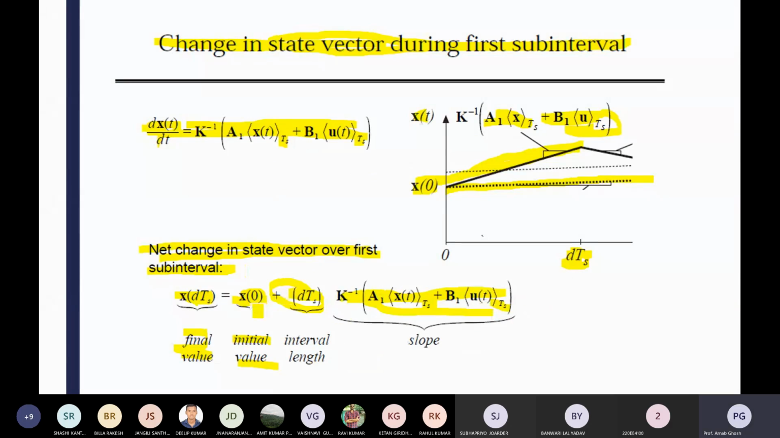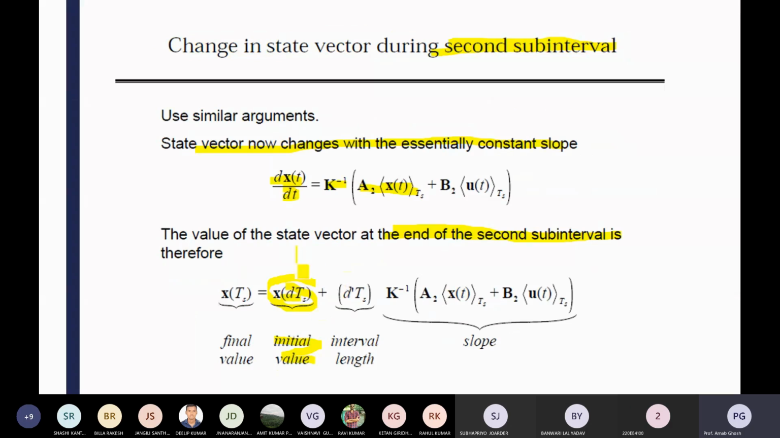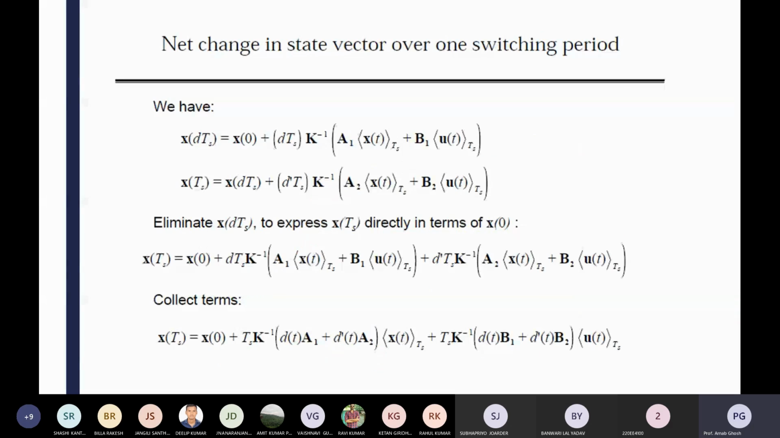So total x(dTs) means x0 plus dTs K inverse (A1 x(t) plus B1 u(t)) over the Ts period, so you can replace that value directly over here. From the previous equation you can directly put that value, and x(Ts) is your final value of the state variables after completing your switching time period. And that is your interval length. Interval length is d'Ts. It is also multiplied with that slope. The slope you can calculate from your off state equations and directly put over here. Now you can replace that value: x(dTs) equal to x0 plus dTs K inverse (A1 x(Ts) plus B1 u(Ts)).